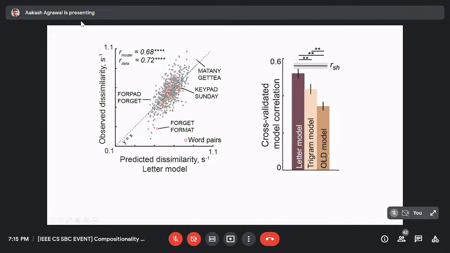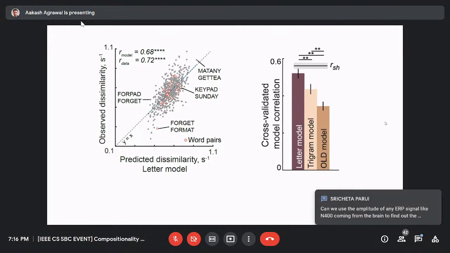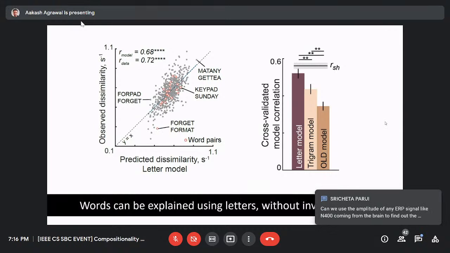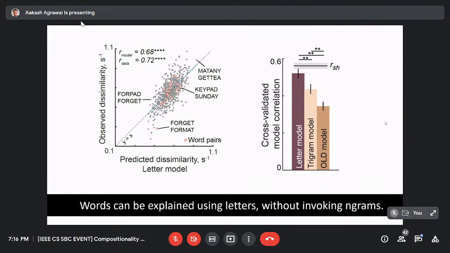Moreover, there's a popular distance metric in computer science known as Levenshtein distance. OLD stands for orthographic Levenshtein distance, which tries to measure the minimum edits required to move from one string to the other string. Since it doesn't account for letter position or the shape of the letter, it performs poorly compared to the other two models. So this explains that words can be predicted using letters, and there's no intermediate step of n-grams.